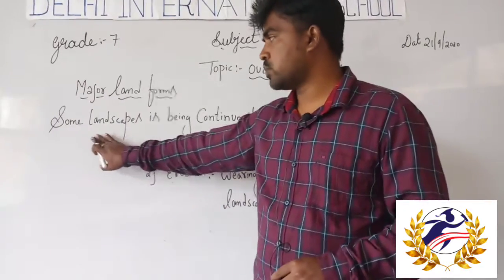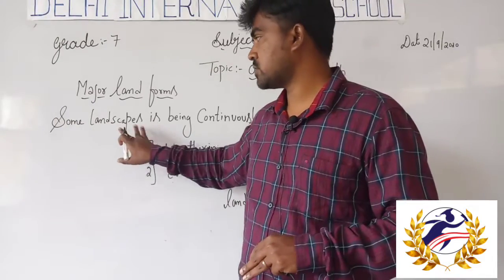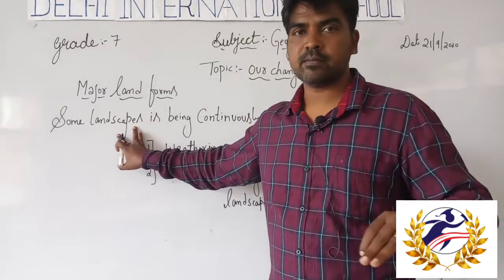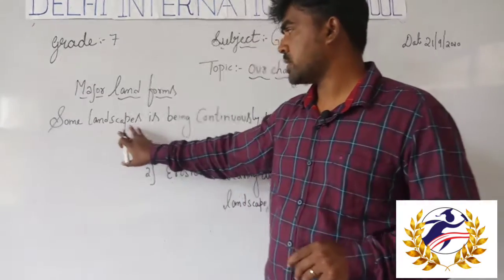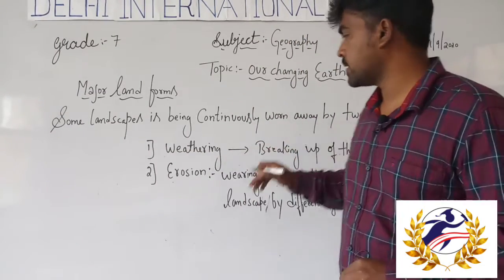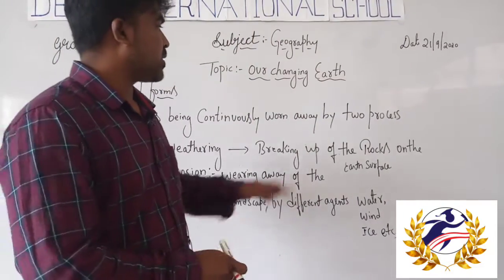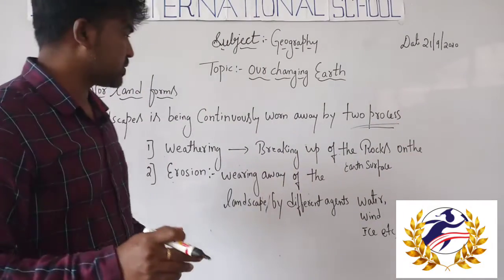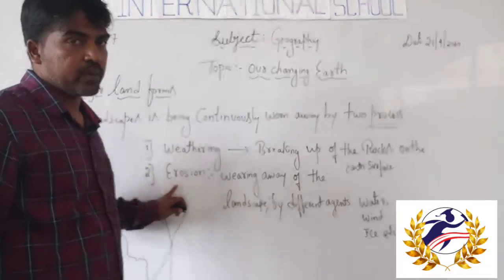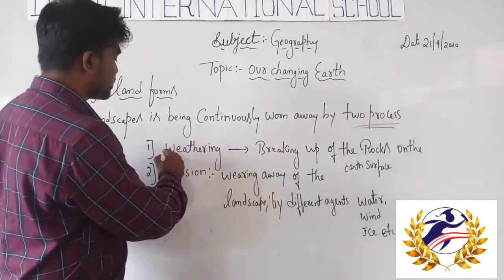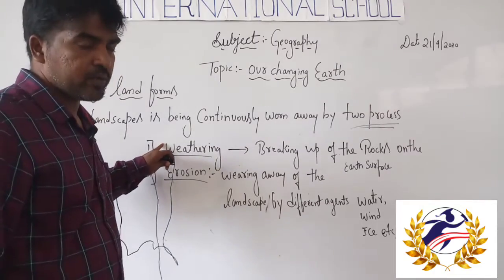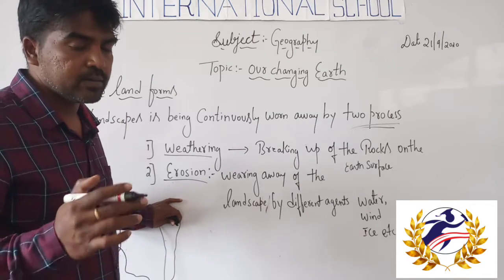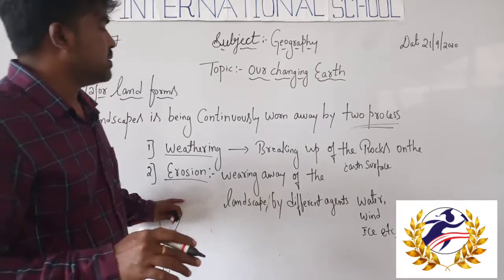See, sometimes in some landscapes, landscape means in some lands, it may be a desert, it may be a mountain, or it may be a plain area. Wherever it may be, some landscapes are continuously worn away. They keep on changing, worn away by two processes. Those important processes are weathering and erosion. Because of the effects of weathering and erosion, we can see different types of landforms.